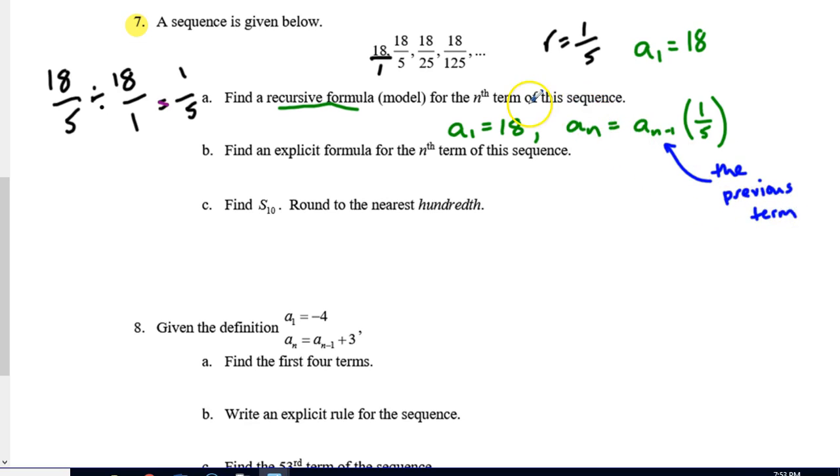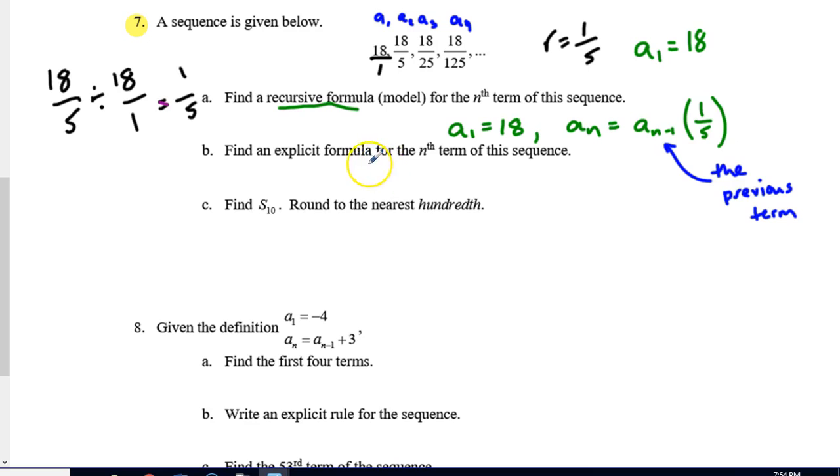Because if you'll remember, the subscript tells us which term number. That's a sub 1, a sub 2, a sub 3, a sub 4. So if I know the first term and I want to find the second term, what that means is take the previous term, so that would be a sub 2 minus 1, that one, and then times 1/5. So that's our formula right here. It needs both parts. You have to have the first term stated and then the pattern to get to the next term.